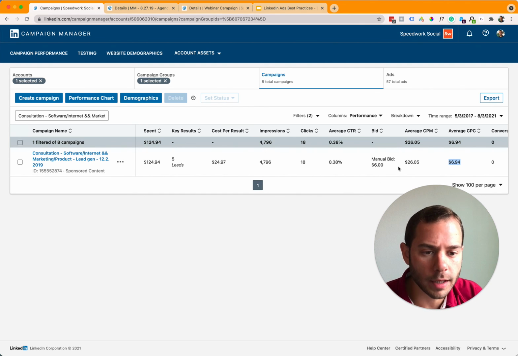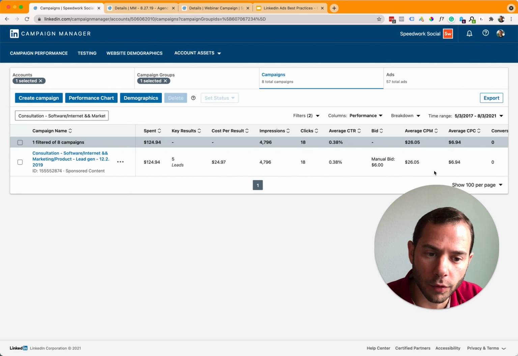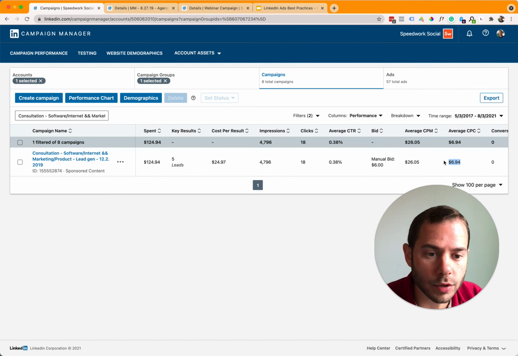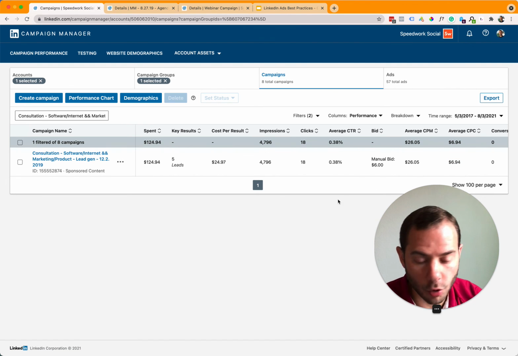So something to keep an eye on is if you're not spending your full budget every day and you see your average CPCs are above your bid, you can see that LinkedIn's stretching to reach people and to spend your budget. So that's an indicator of when you need to increase your bid. And then again, if you see that your average CPCs are significantly lower than what you're bidding and you are reaching your budget every day, then that's an opportunity to decrease your bid and be more efficient with your clicks and just go after those cheaper clicks.